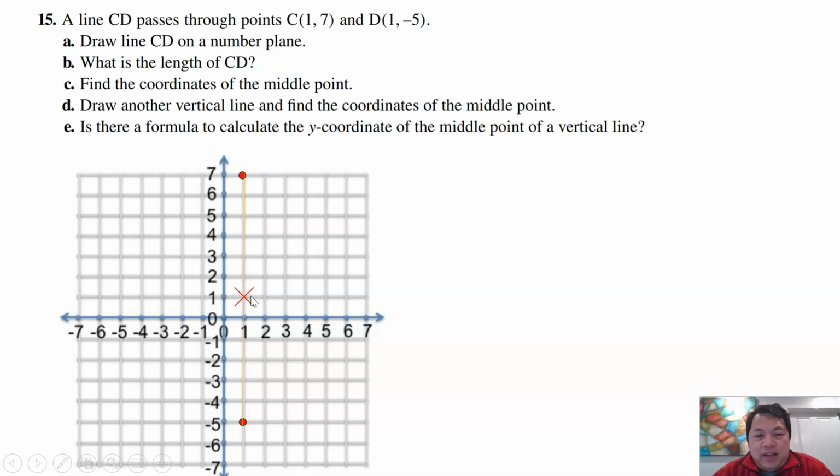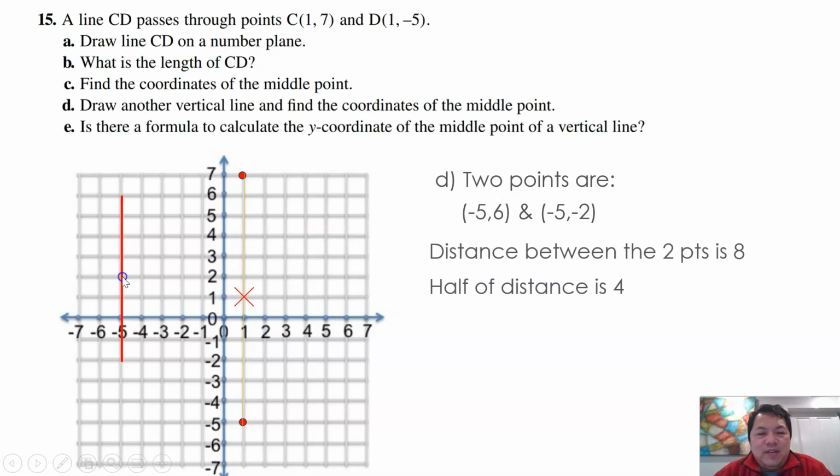Then we are supposed to draw another line to find the coordinates of the middle point. I use another line, which is here. Again, to find the midpoint, I find the distance between them, which is 6 plus 2, that is 8. 8 divided by 2 is 4. So from here, I add 4 to it. My midpoint is somewhere around here. Minus 5, 6 is the point, and minus 5, minus 2 is the point here. I find the distance between the two of them, which is 4, so the location is somewhere around here.